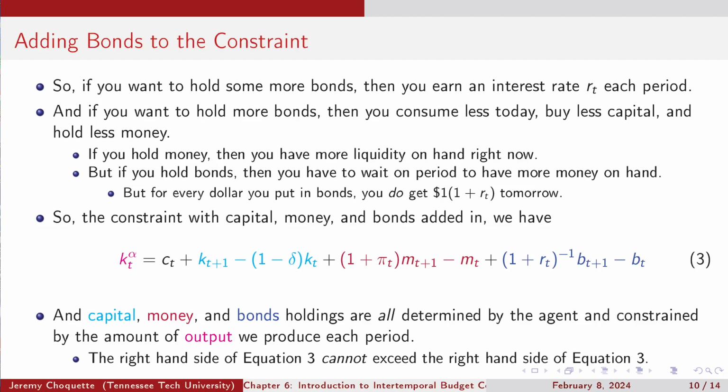So the constraint with capital, money, and bonds added in is K_t to the alpha, which is production, right? It's output. And that's equal to the sum of the use of resources. So C_t plus K_{t+1} minus (1 minus delta) K_t. Everything in blue there is investment. Everything in red is the flow of money. Everything in a darker shade of blue, a less pretty shade of blue in my opinion, is bonds. So capital, money, and bonds holdings are all determined by the agent, and they're constrained by the amount of output that we produce each period. So the right-hand side of equation 3 can't exceed the left-hand side of equation 3.